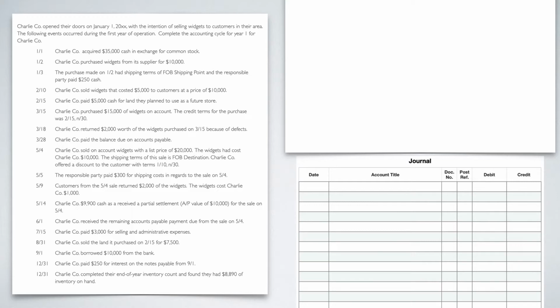It says Charlie Company opened their doors on January 1st of 2000, with the intentions of selling widgets to customers in their area. The following events occurred during the first year of operations. Complete the accounting cycle for year one for Charlie Company. So January 1st, Charlie acquired $35,000 cash in exchange for common stock. This one should be a no-brainer. We've done this one quite a bit.